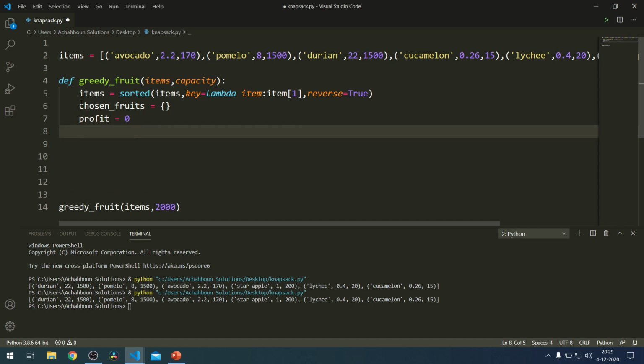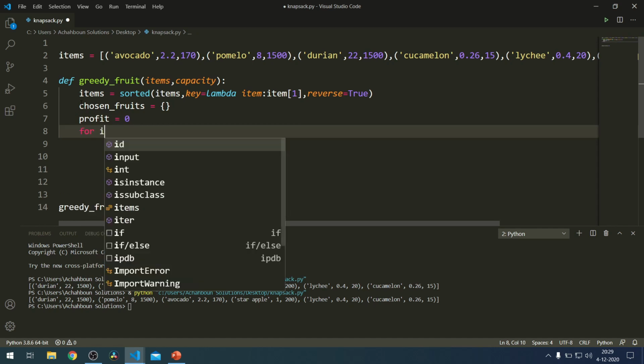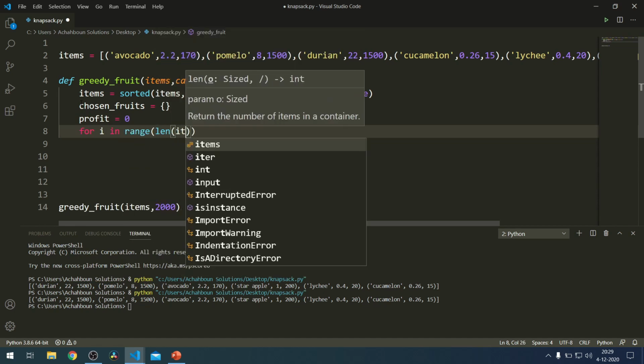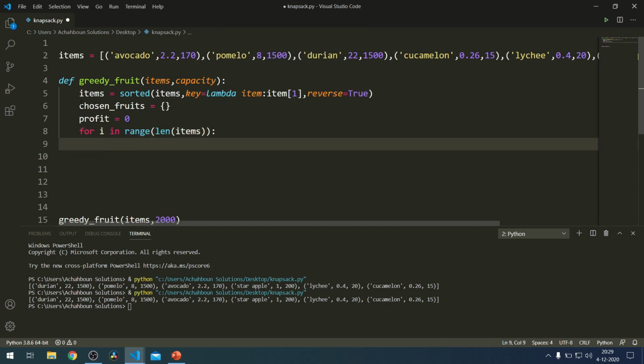So let's now start with the program, and we use a for loop, and we are just going to iterate over all of the items or all of the fruits, and for each fruit in the sorted array we are going to have to figure out basically two things, right? We want to know how much of this fruit should we take, and then we want to know how much capacity is left. So let's first unpack the tuple.